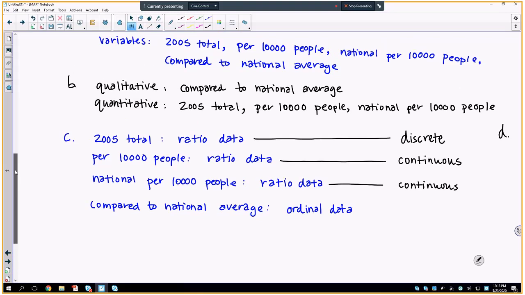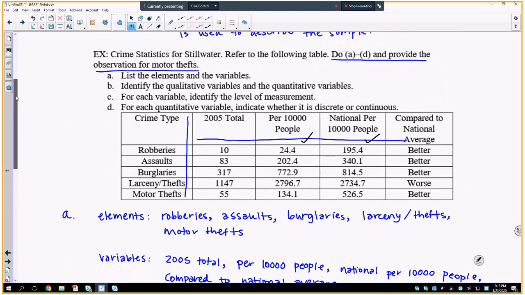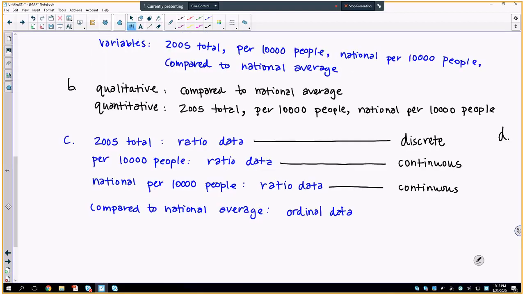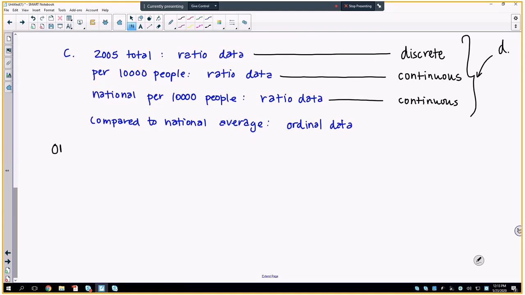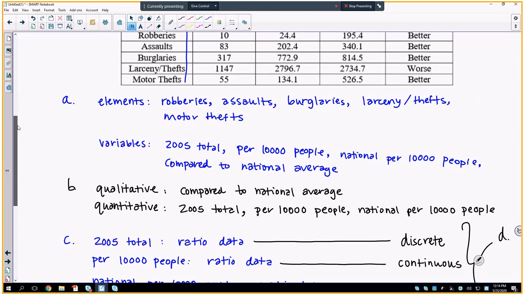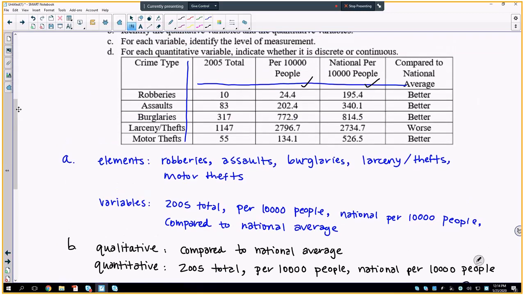So we've answered A, B, C, and D. And the last thing it asks us to do is provide the observation for motor thefts. So remember, when we say the observation, that means we want to look at motor thefts and try to describe everything that we know about it. So let's go back up and read about motor thefts. So motor thefts is the last row in our table.